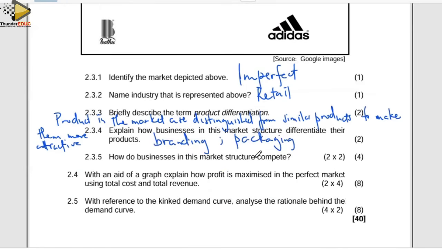Right. How do businesses in this market structure compete? We are looking at the competition strategies that are adopted by imperfect markets. What they use is what we call non-price competition. That is the basic thing that you must know. They use non-price competing strategies.